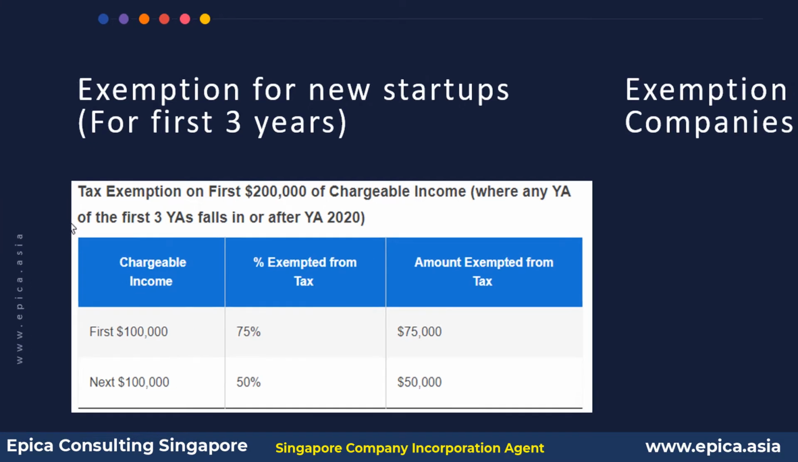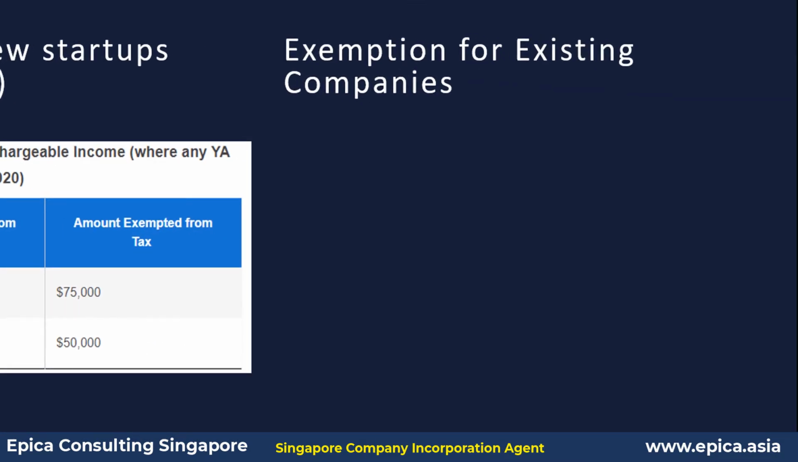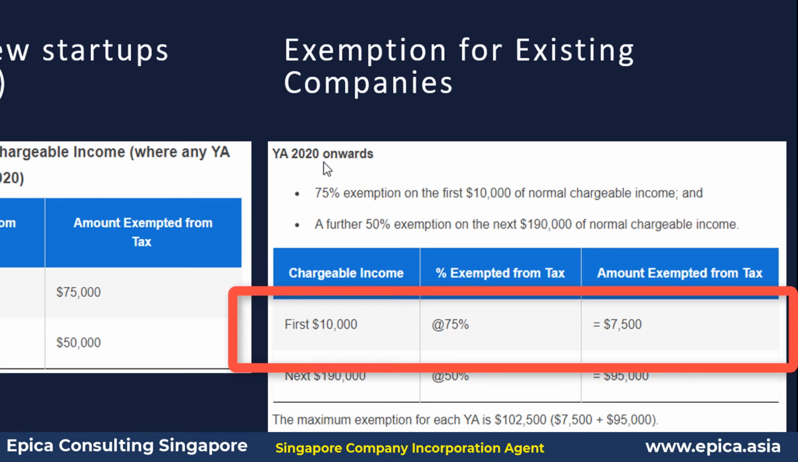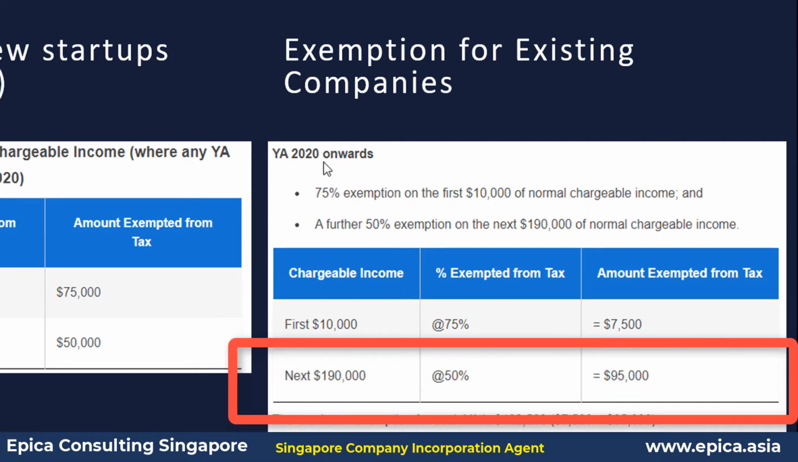Similar way, there is an exemption for all other companies who are not claiming the exemption for new startups, and the rules thereof are as mentioned here. For the first 10,000 Singapore dollar income, 75% income will be exempted from tax, so that amount comes to be 7,500. And out of next $190,000 income, 50% income will be exempted from tax.